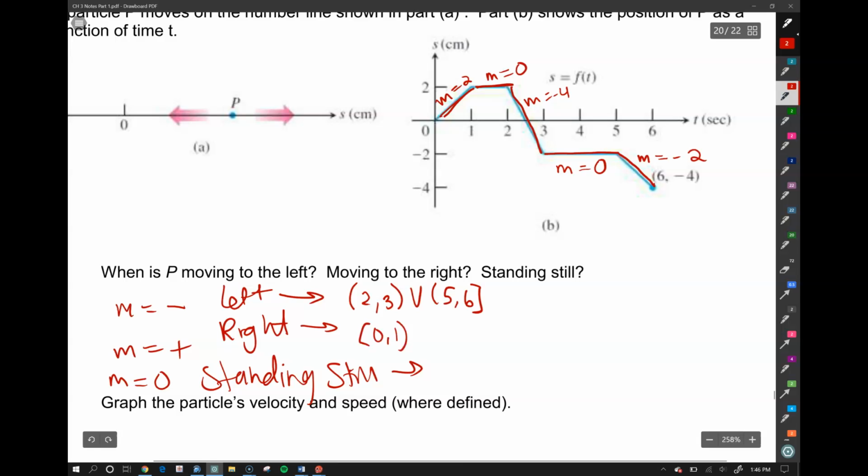No, it stops at 1. So we only have our bracket at 0 and 6 because they're the very, very ends. All the stuff in the middle has parentheses. And lastly, standing still is when I have a slope of 0. 1 to 2 union 3 to 5. Exactly.